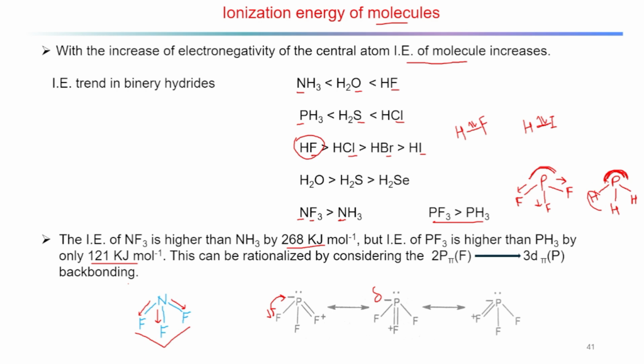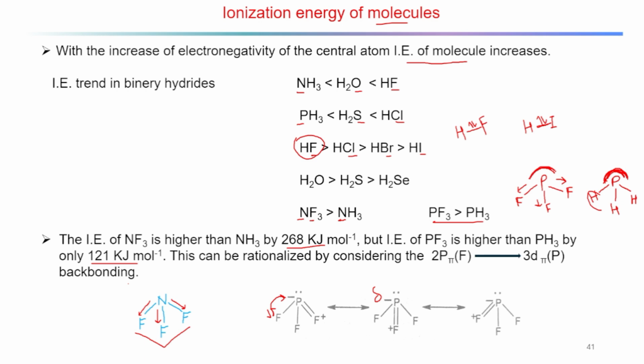This one is clear. Let's try to understand it again. This one is PH3. Hydrogens are pulling the electron a little bit, but still there is a significant amount of electron density in the phosphorus. Now when we have PF3, fluorines are pulling that electron cloud towards themselves. Now phosphorus has less electron density.